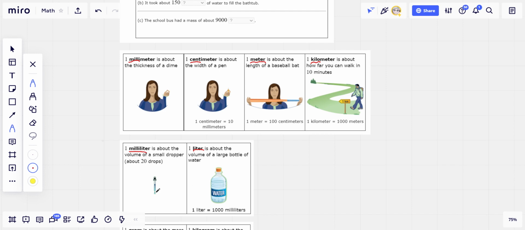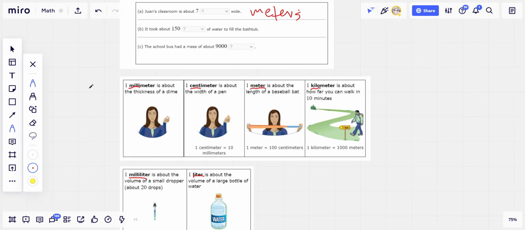You could probably drink it all in a little while if you wanted to. 1/1,000th of that is a pretty small amount. Here it says about 20 drops of water. So if you're talking about something taking 150 to fill a bathtub, it wouldn't be milliliters. 150 20-drop little squirts would definitely not fill your bathtub, but 150 liter water bottles probably would. So this is going to be liters. And the next one says the school bus had a mass of about 9,000 something or others.